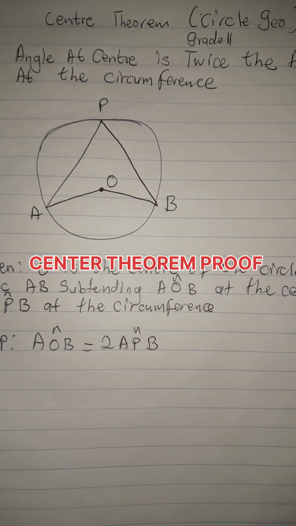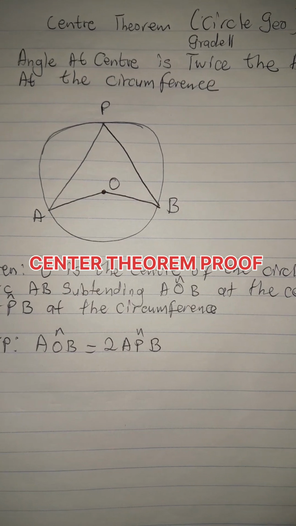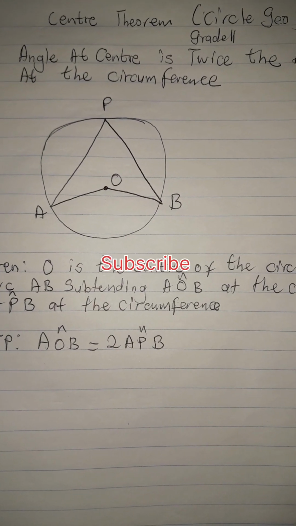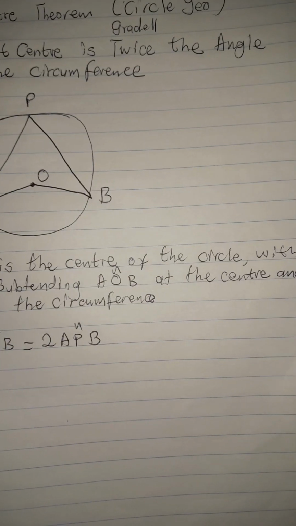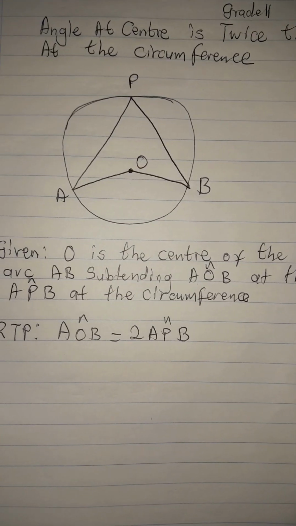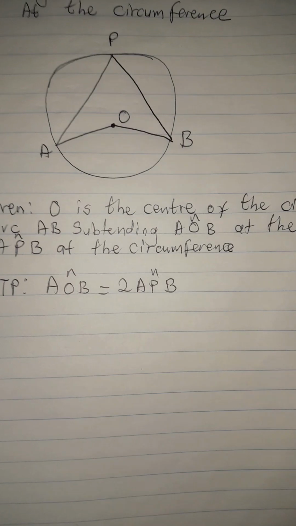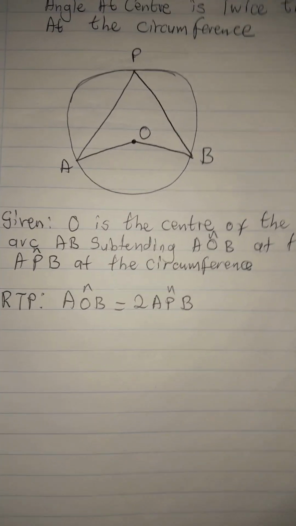We are still continuing on geometry, the center theorem. Today we are going to look at the center theorem that states the angle at the center is twice the angle at the circumference. Without wasting time, let's put this into practice.